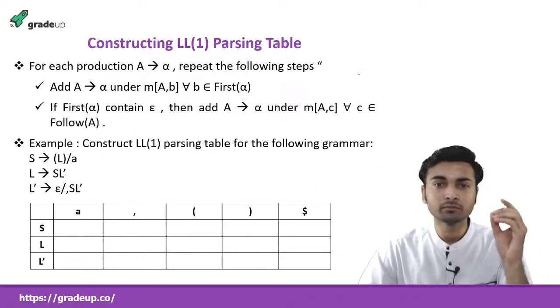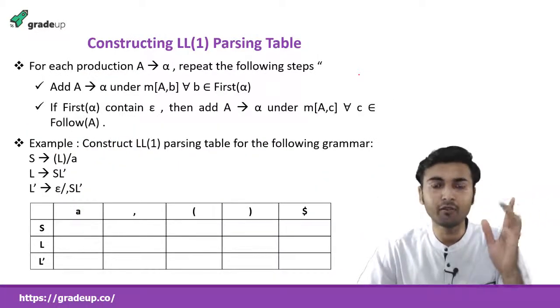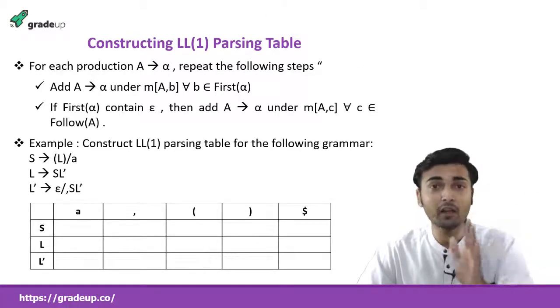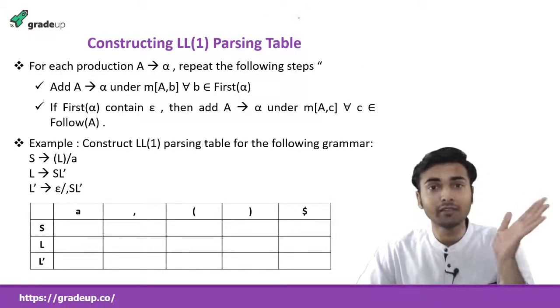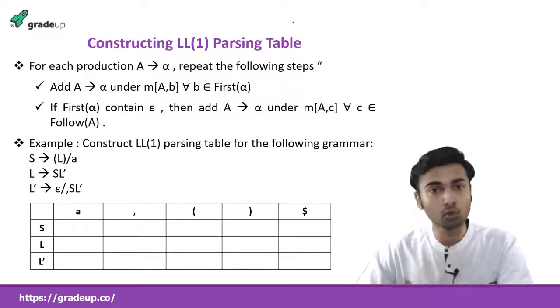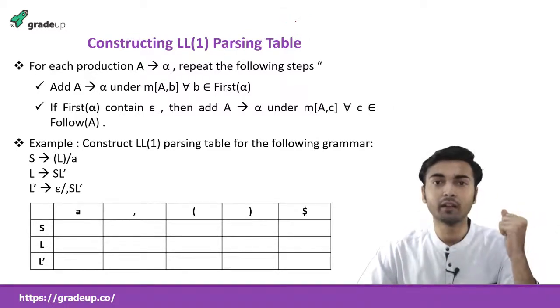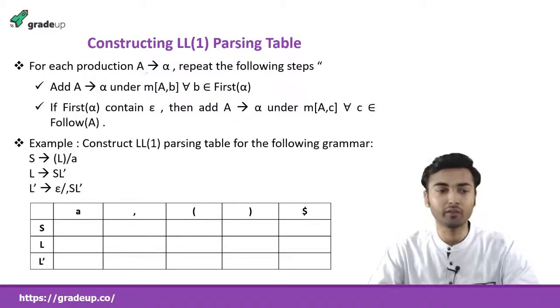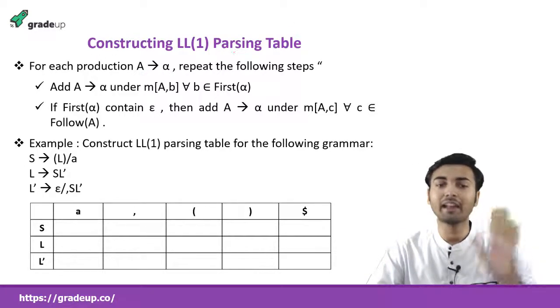As I said, LL1 parsing will contain a parsing table, which will tell us which production we have to choose to produce our string. Now how to generate the LL1 parsing table, that is our motive. So see, constructing the LL1 parsing table.